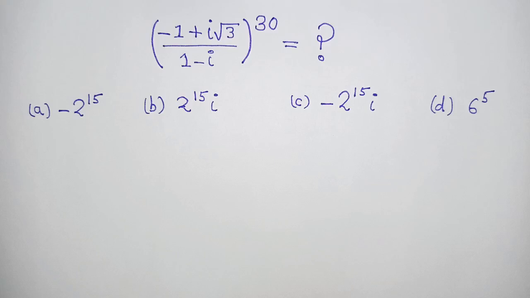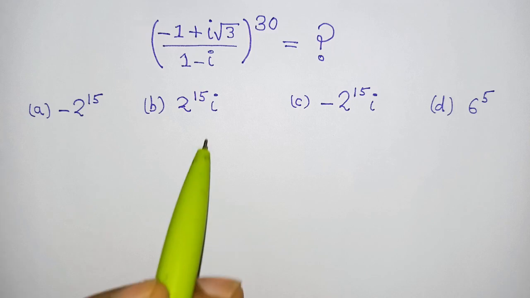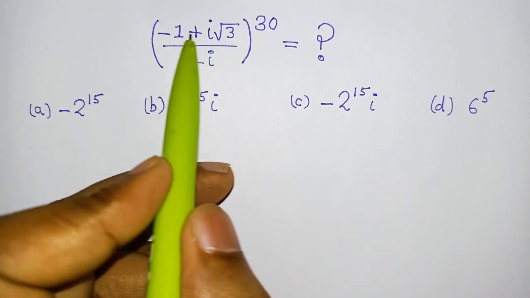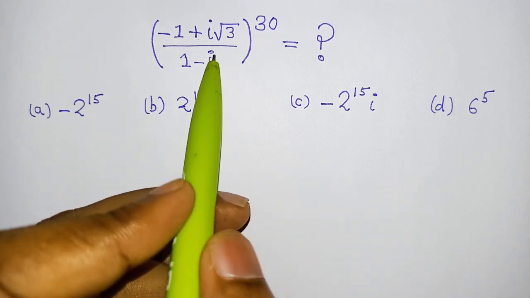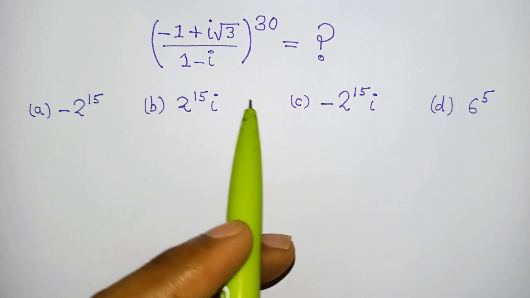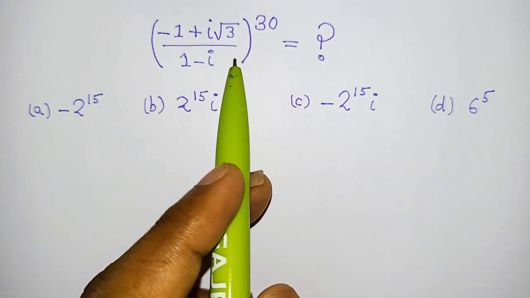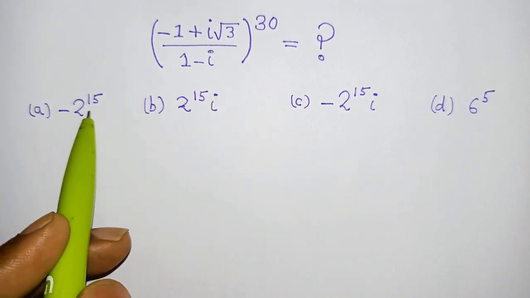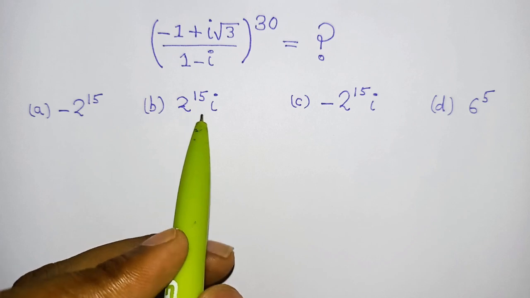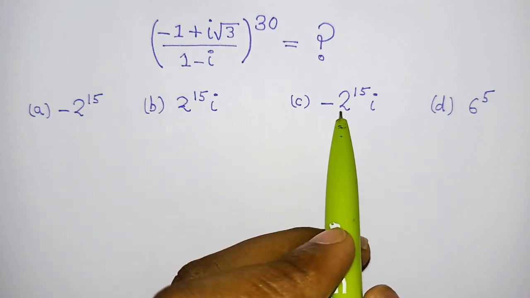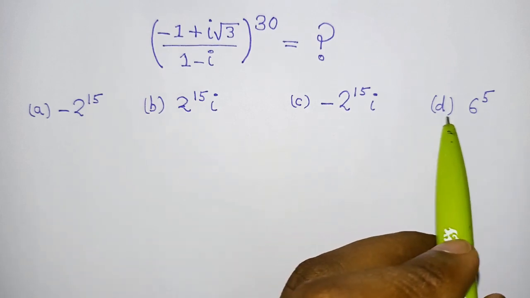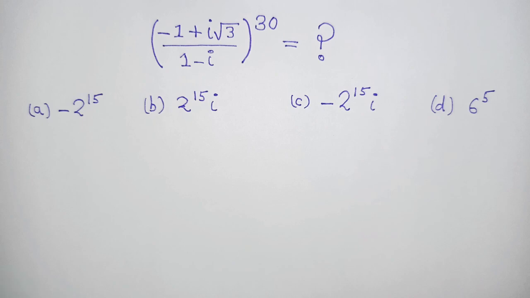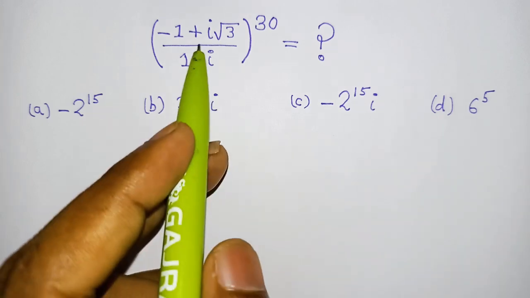So today we have an exponent expression where we have two complex numbers in the numerator and in the denominator, and the power is 30. Can you guess the exact value of this expression? Option A is 2 power minus 15, option B is 2 power 15 into iota, option C is minus 2 power 15 into iota, and option D is 6 power 5. Can you guess the exact value of this expression?